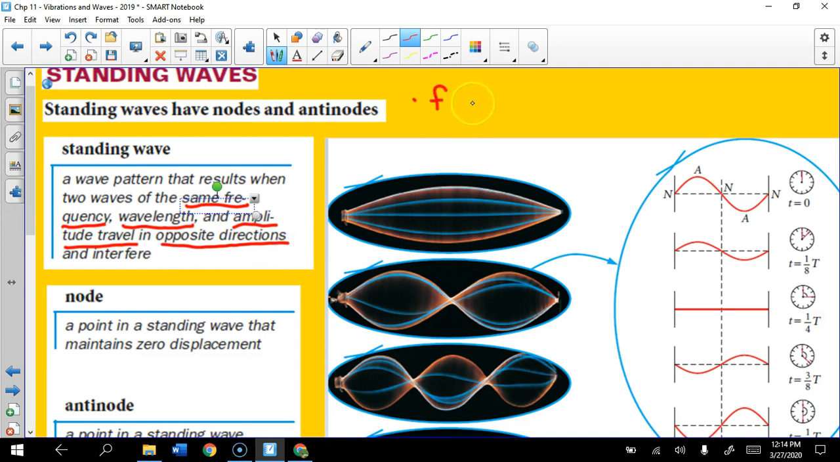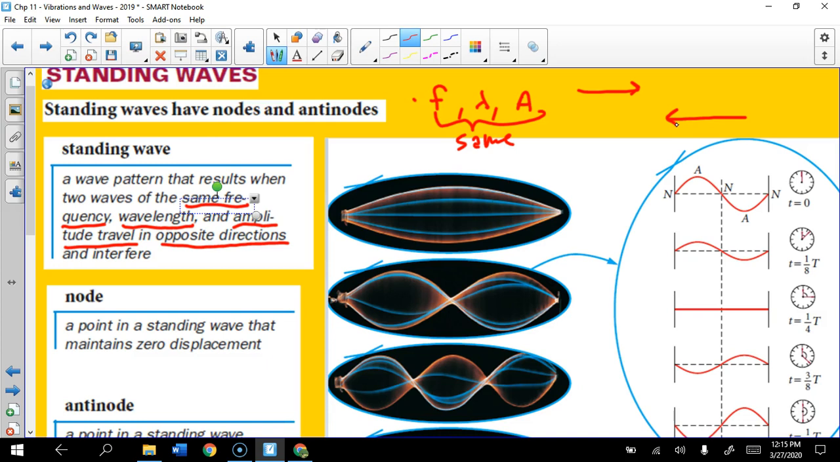So frequency is the same, wavelength is the same, amplitude is the same. The only difference is one is traveling this way, the other is traveling the other way. And when that happens, as soon as that phenomenon happens, what you have is something called a standing wave.